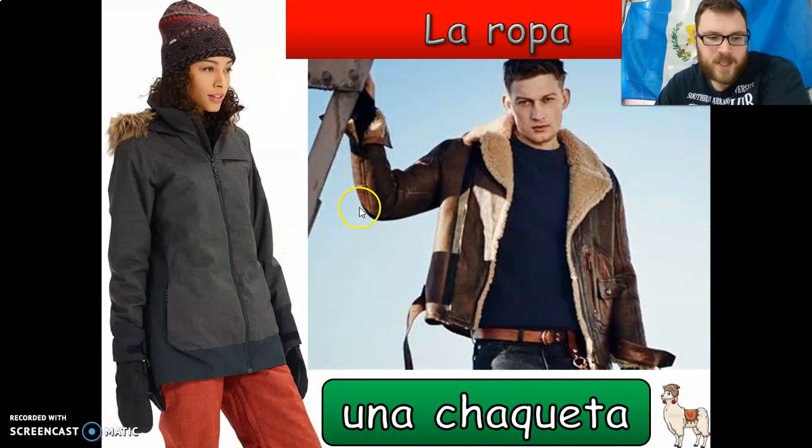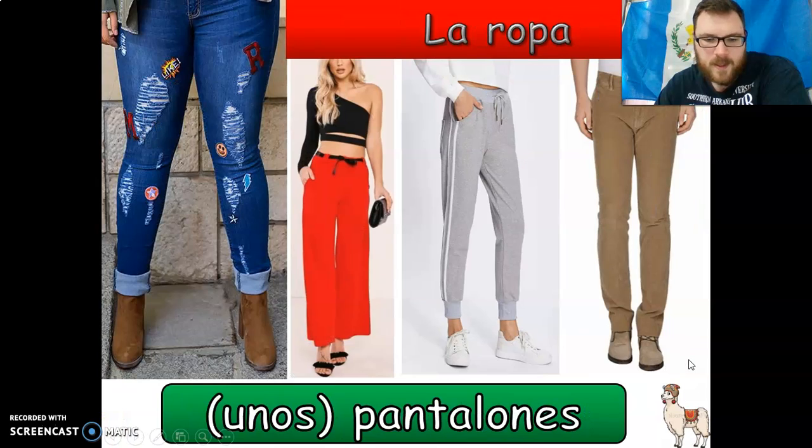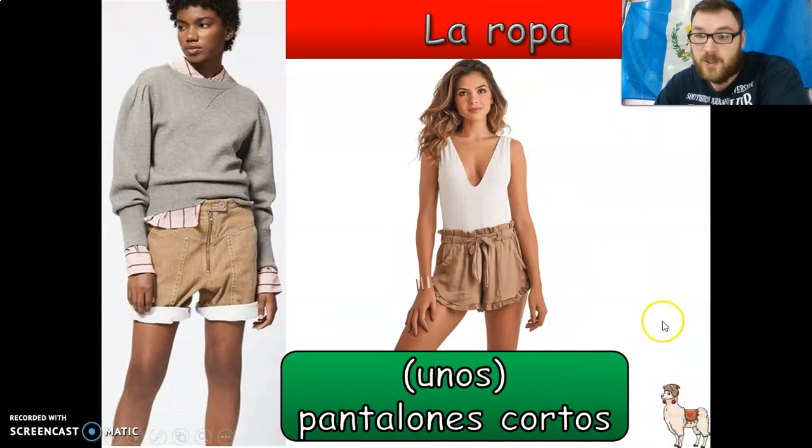Moving on. So a jacket, una chaqueta. Cool. What else we got? So unos, because it's plural, just like pants are in English. So all pants, doesn't matter what kind of pants: pantalones. Cool.